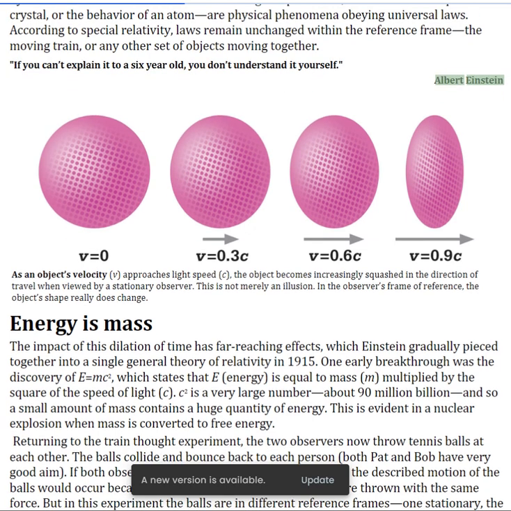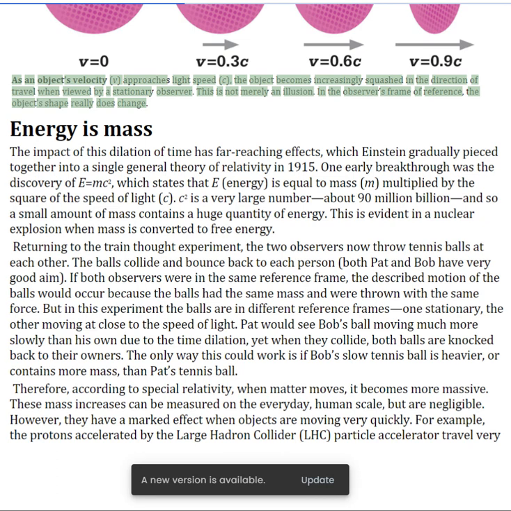As an object's velocity approaches light speed, the object becomes increasingly squashed in the direction of travel when viewed by a stationary observer. This is not merely an illusion. In the observer's frame of reference, the object's shape really does change.